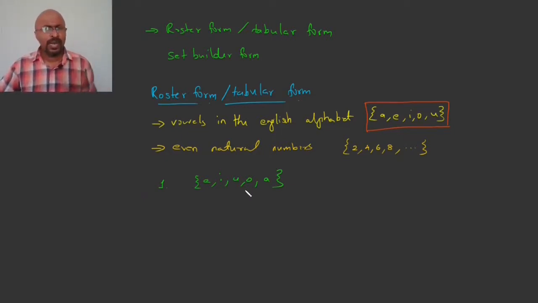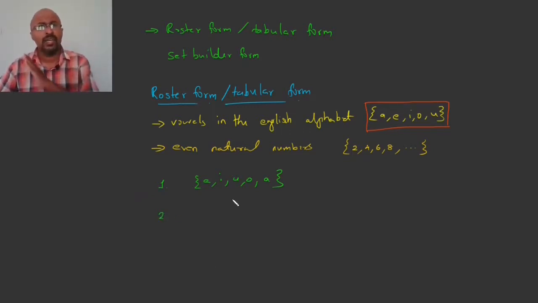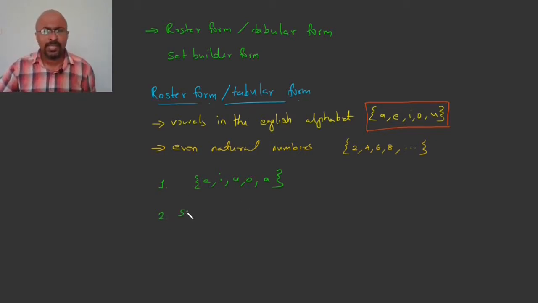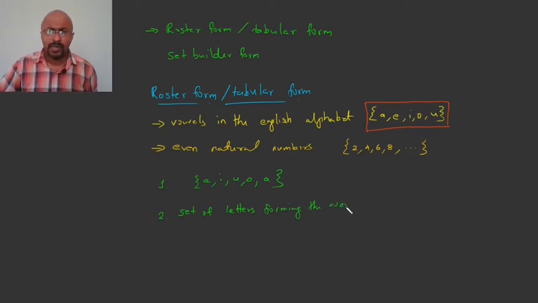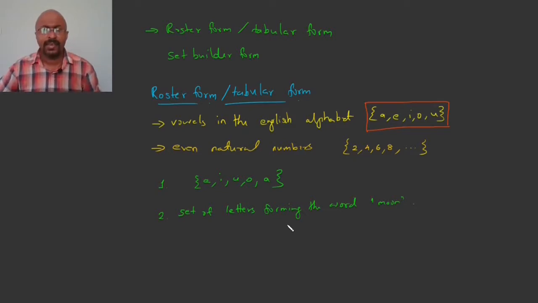But remember, it should contain all the elements in the set. Second point we can note down here is elements in the set are not repeated. For an example, consider a set of letters forming the word moon. So, what are the elements in this set? We can easily write the elements are M, O and N.